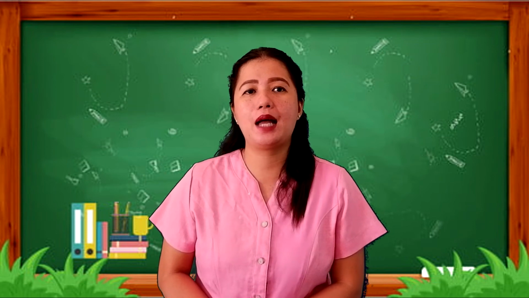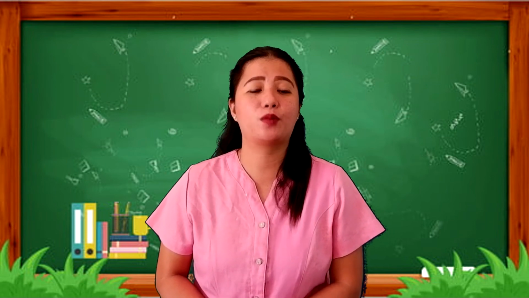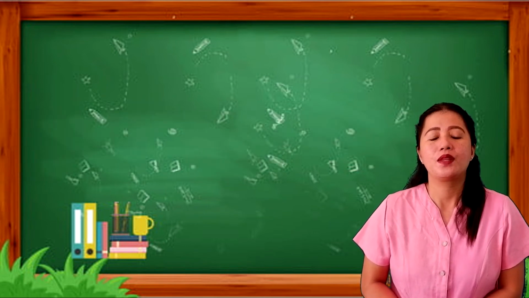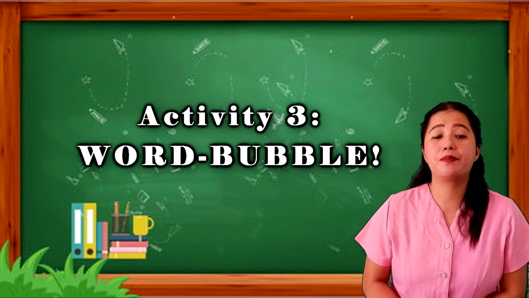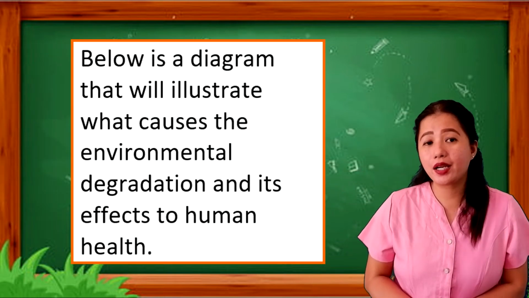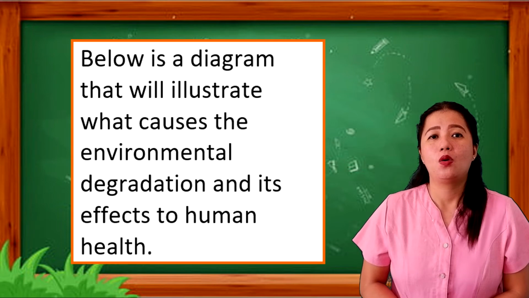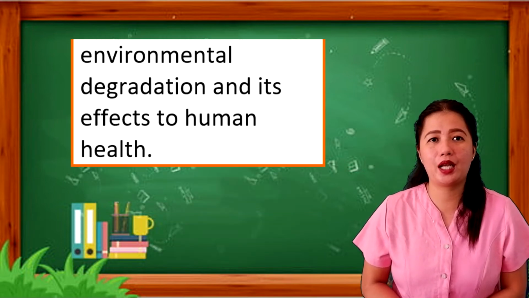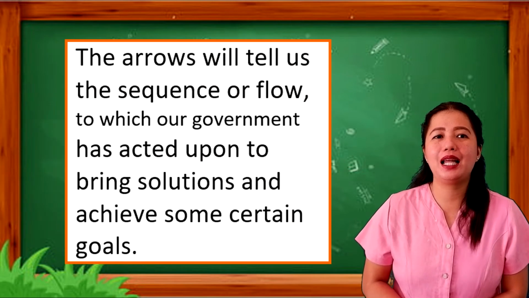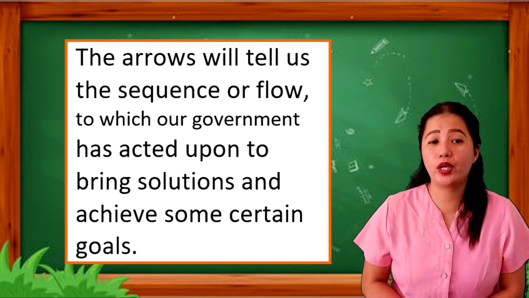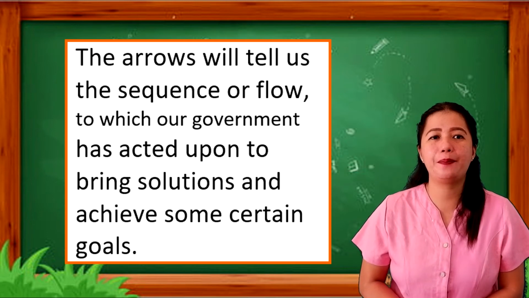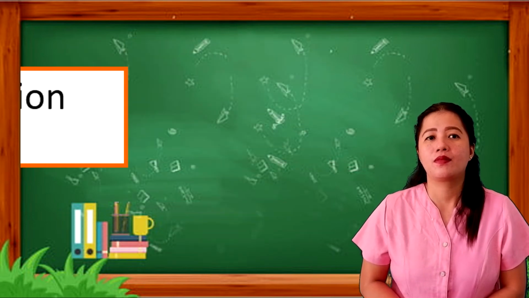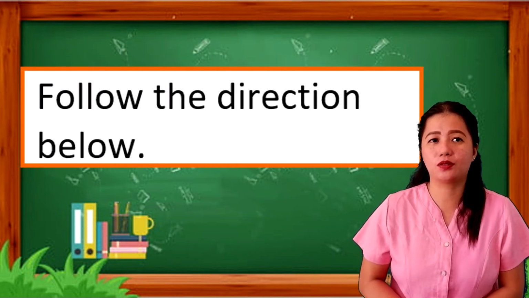Now let's do a recap of what you have learned in our lesson this morning. Kindly please refer to your learning activity sheets. Activity 3, the word bubble. Below is a diagram that will illustrate what causes environmental degradation and its effects to human health. The arrows will tell us the sequence or flow in which our government has acted to bring solutions and achieve certain goals. Follow the directions below.